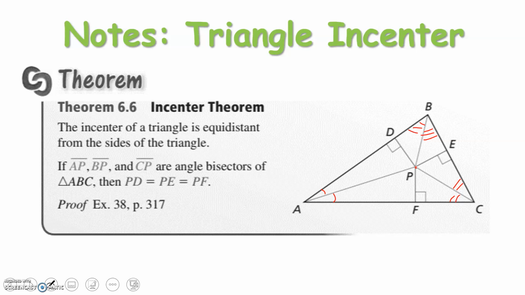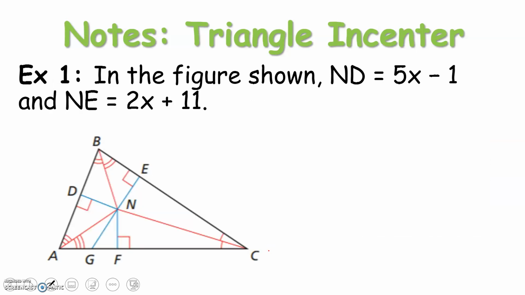So this theorem says that if this is the incenter, then that point is equal distance from each of the sides. So that means this distance, PD, this distance, PE, and this distance, PF, are mathematically equivalent. All right, now let's take a look here.